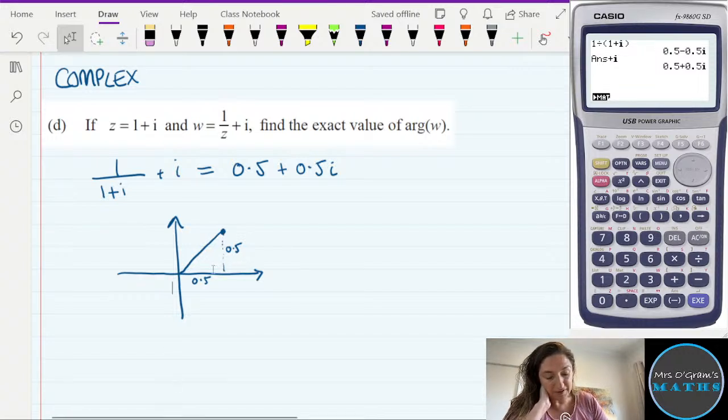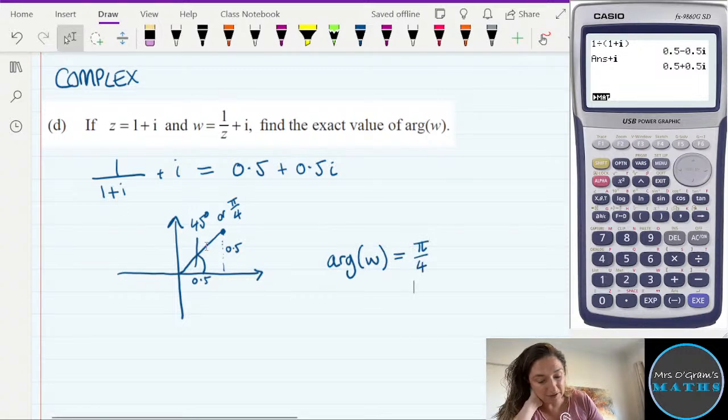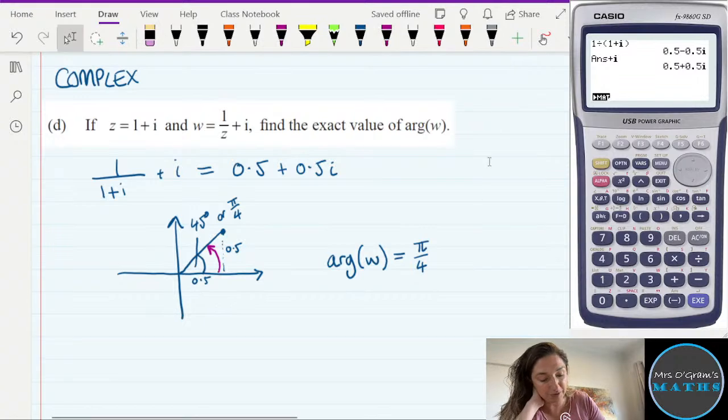We have the same length on either one of those sides, which means that this just here is 45 degrees, or pi by 4. So the argument of w is equal to pi by 4. And because it's in this top right quadrant, it's a positive pi by 4, because we're going around in that direction. If we'd ended up below, for example, it would have been a negative that we'd put in our argument. But this one is just pi by 4.